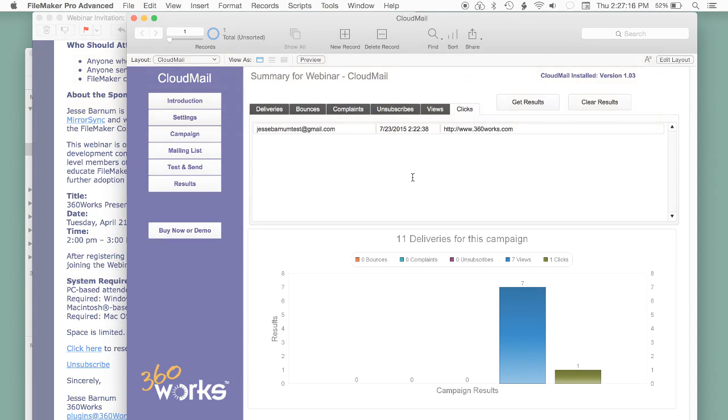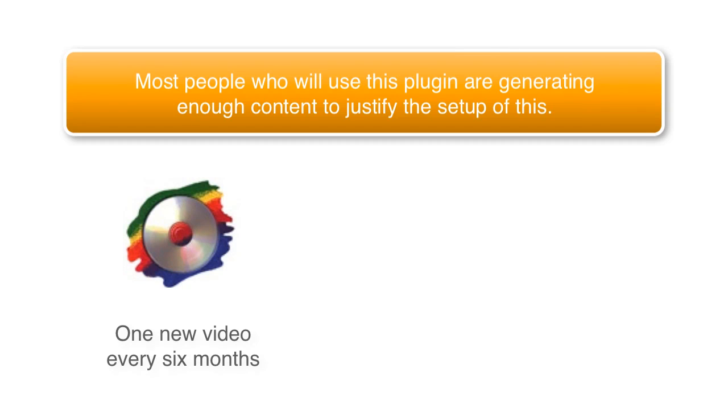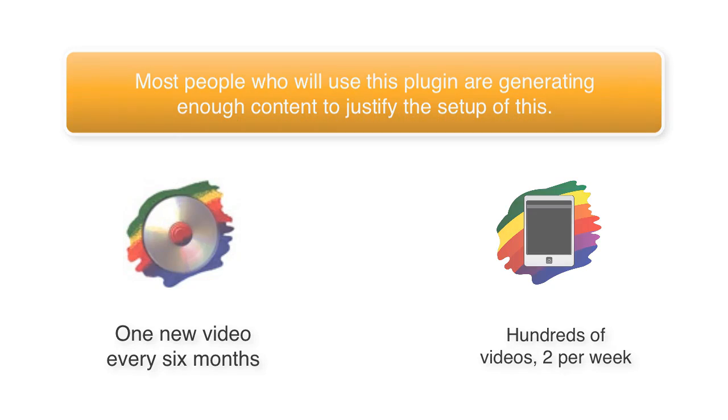People who are going to use this plugin are people who are generating enough content to justify the setup of this. For example, years ago, we didn't do videos every week. Now we do videos every week, and we've got hundreds and hundreds of videos. So we have enough content to create a campaign to set this whole thing up and to want to track and then assign points if we wanted to do that. But if you do a newsletter once a year or twice a year, you're not generating enough content to really... Well, it becomes a cost factor.